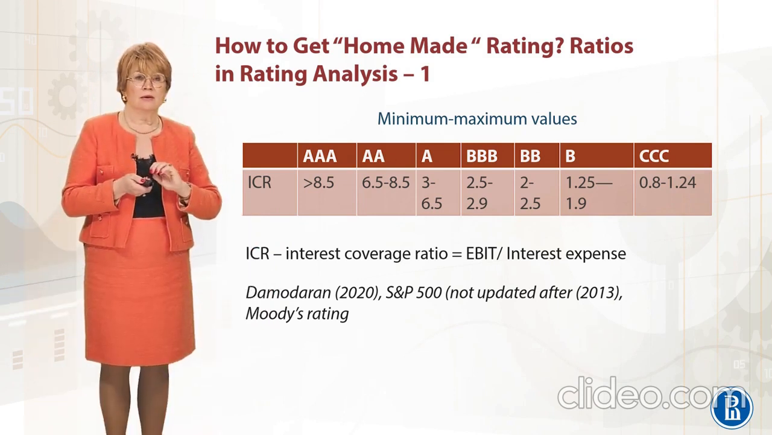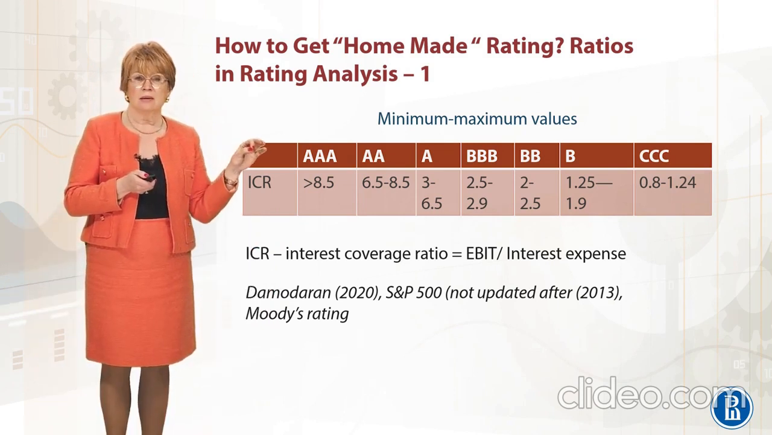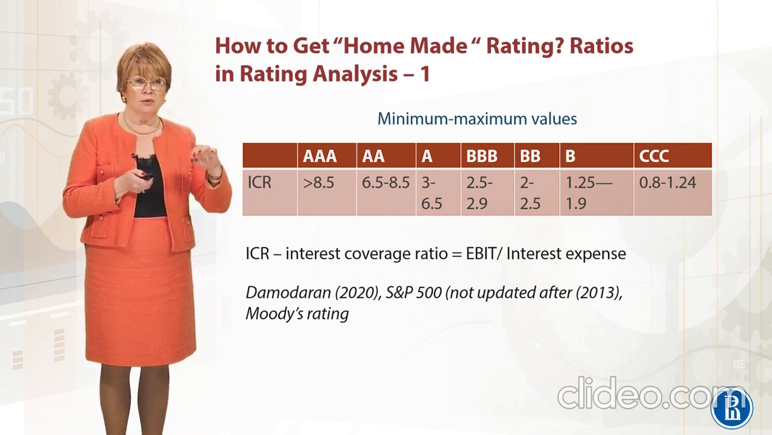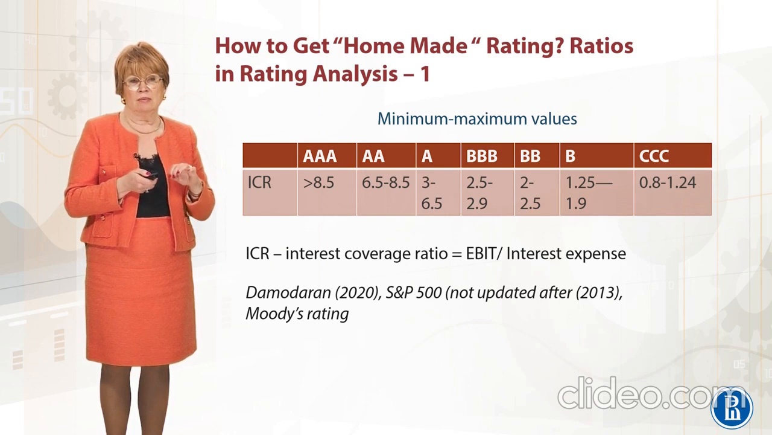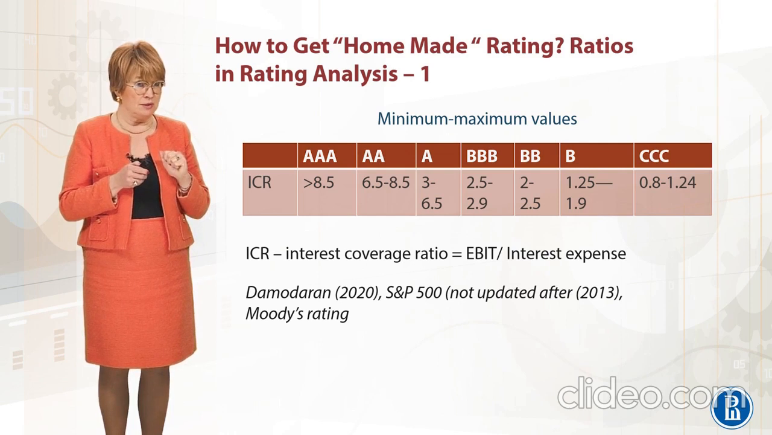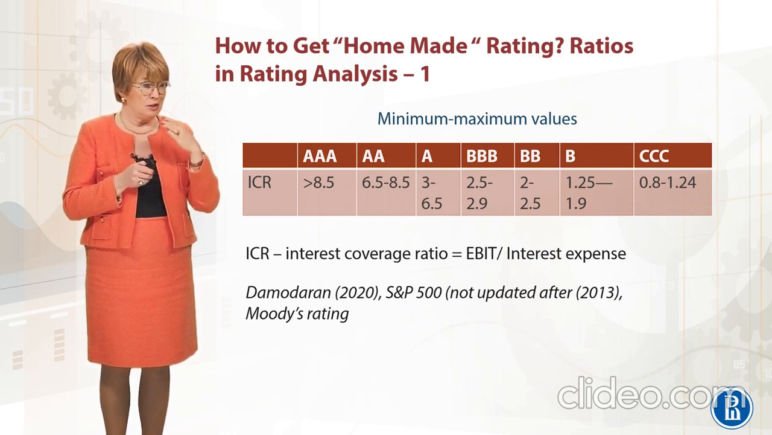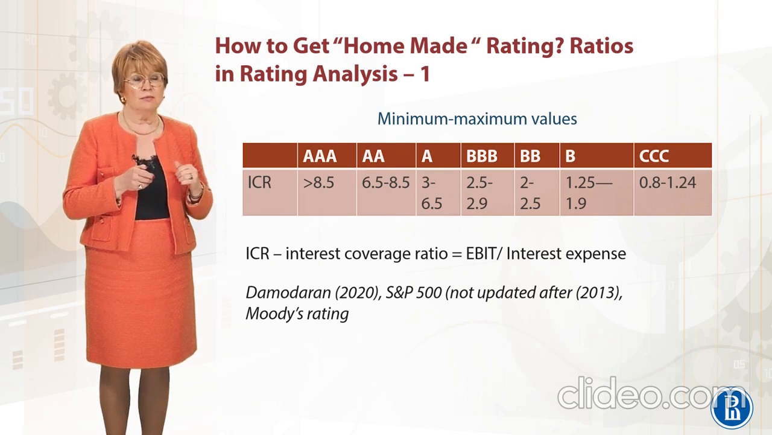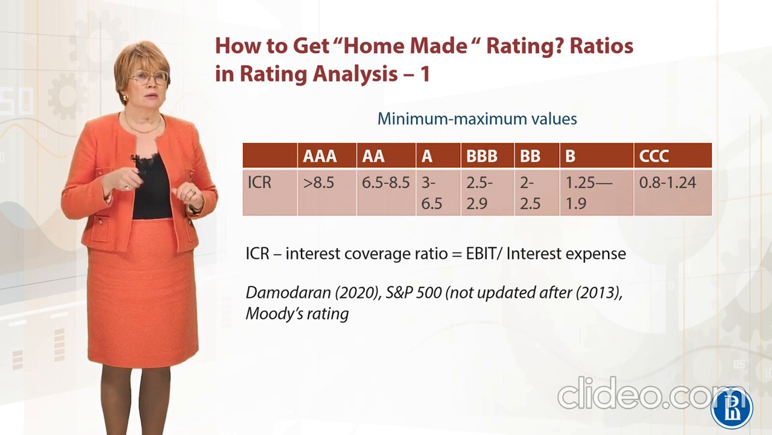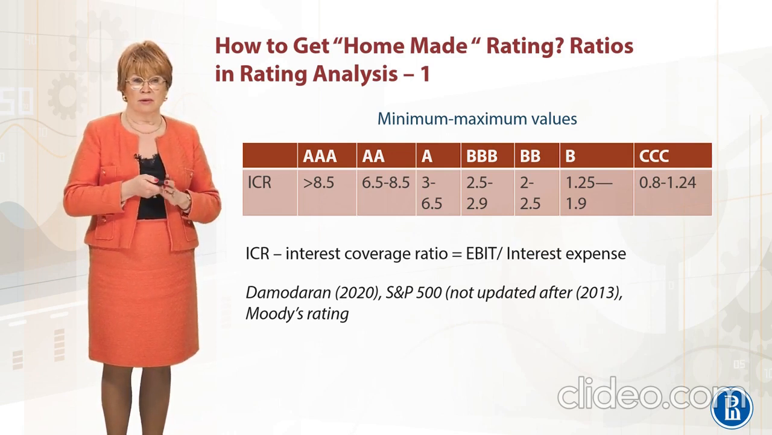classes. You see, if you compare AAA with BBB, you see how dramatic the difference is. AAA companies will have minimum values for interest coverage ratio above 8.5. So 8.5 times earnings before interest and tax of companies with a AAA credit rating, these are the top level companies in terms of their credit quality, is higher than the annual interest expense they have to repay for the debts.